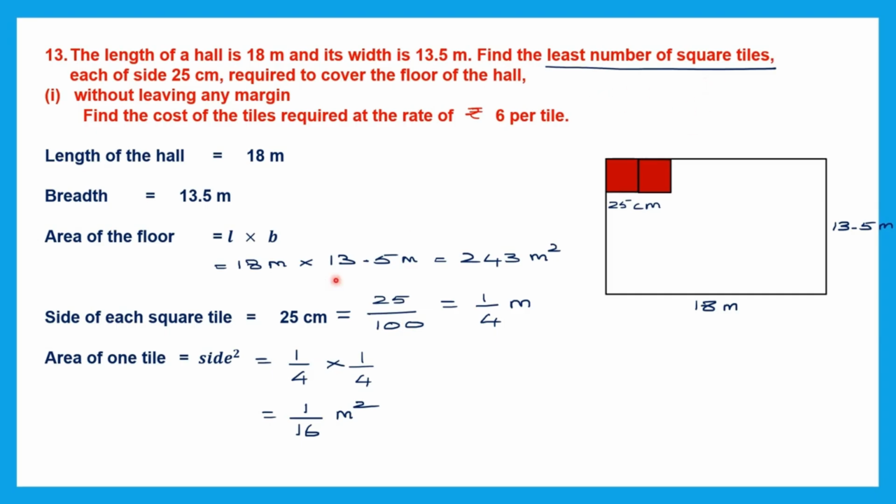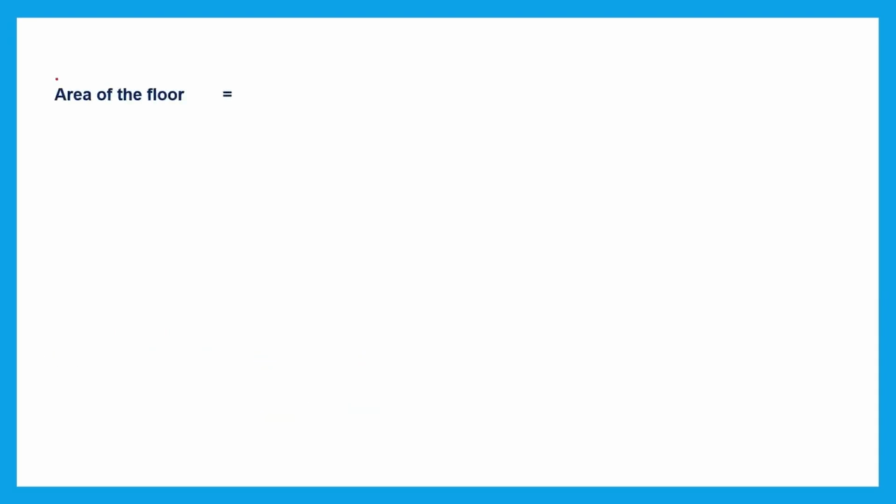So how do we do that? We say area of the floor divided by the area of the tile. That will give us the number of tiles. So area of the floor is 243 meters square. Area of one tile is 1 by 16 meters square. So area of the floor we already found out to be 243 meters square. This is the area of the floor. Area of one tile we found to be 1 by 16 meter square.